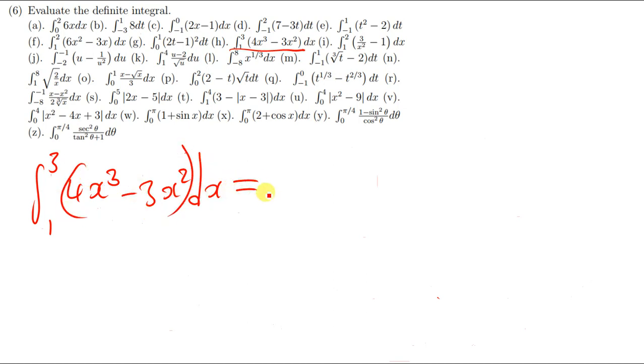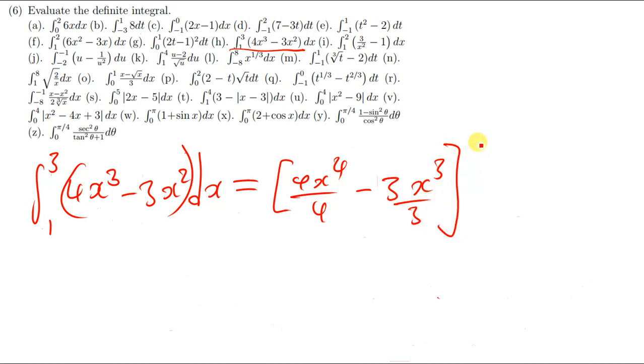The first thing that you do is integrate the given expression. So 4x to the power 4 over 4, then minus 3x to the power 3 over 3. The limits are 1 and 3. When we simplify this, we're going to have x to the power 4 minus x to the power 3, over the limits 1 and 3.